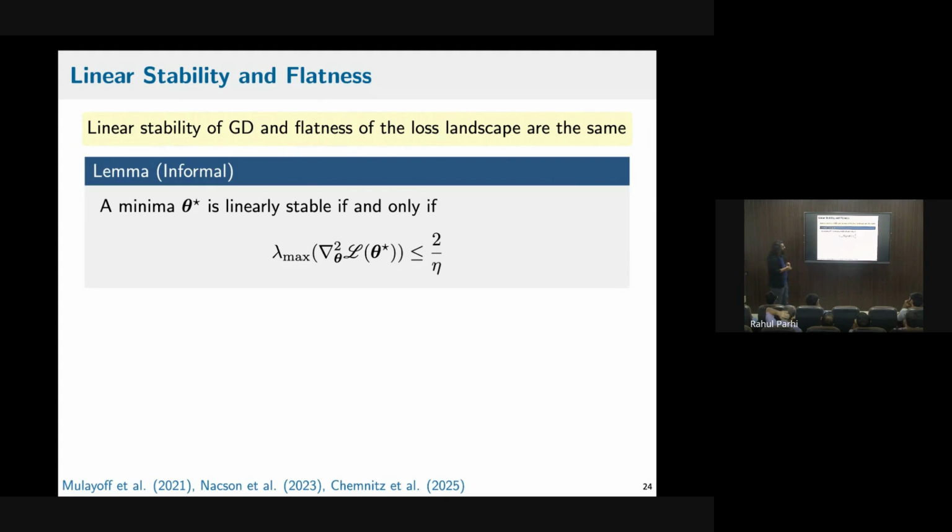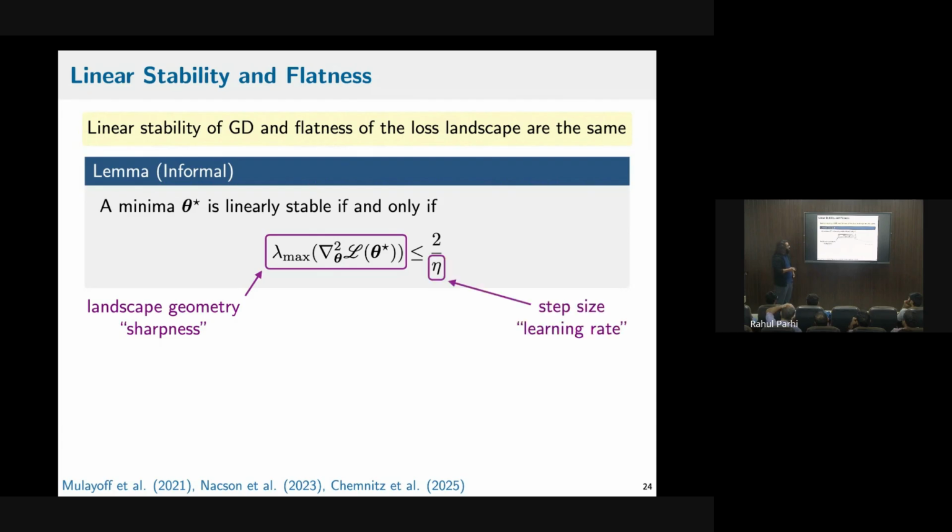So why is this interesting? The maximum eigenvalue of the Hessian is precisely how you quantify the geometry or the sharpness of the loss landscape, and it's controlled by 2 over the step size. Question. Yeah, that's why I said informal here.